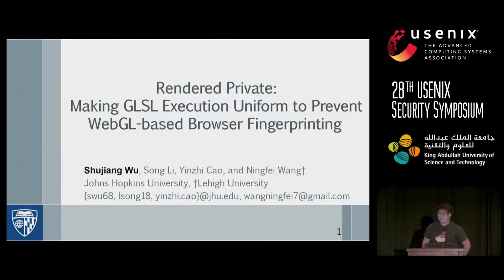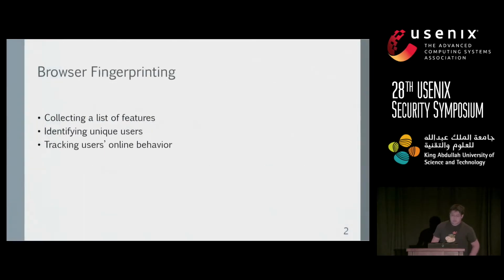Hello, everyone. My name is Shujiang, and today we are talking about the Rendered Private, making GLSL execution uniform to prevent WebGL-based browser fingerprinting. Browser fingerprinting is a powerful method that websites can use to collect a list of features from users. According to this information, websites can identify unique users and track their online behavior.